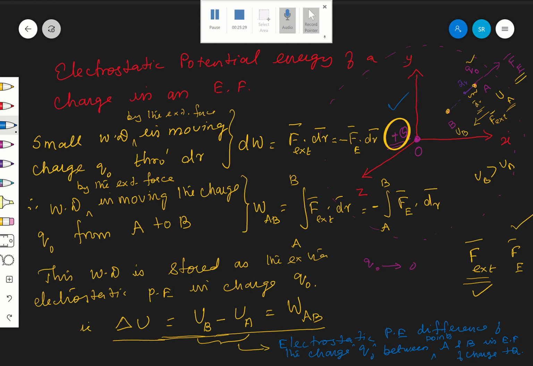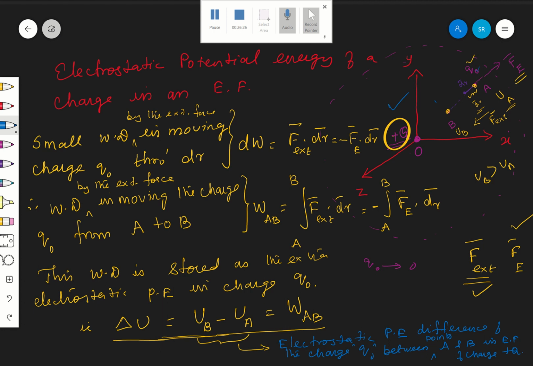Therefore, now I am going to define. See how to define from this only. The electrostatic potential energy difference of a test charge between any 2 points in an electric field is defined as the work done by the external force in moving that test charge from one point to another without acceleration. Without acceleration is very important.